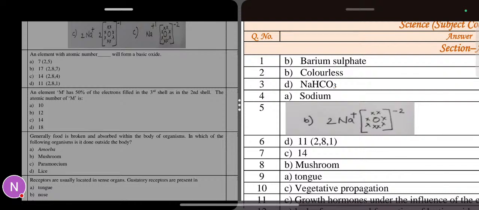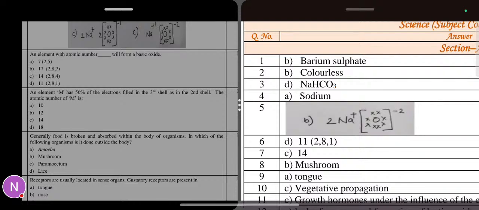Moving on to the seventh question. An element M has 50% of its electrons filled in the third shell as in the second shell. The atomic number of M is option A 10, option B 12, option C 14, option D 18. So the correct answer is option C 14.